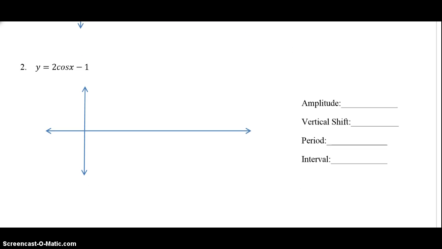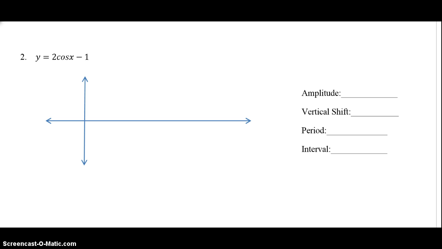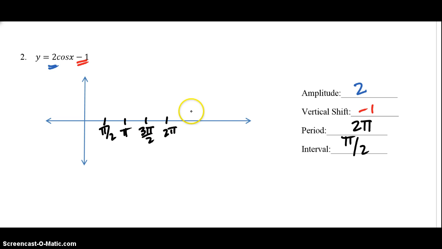Or you could ask questions in class or email one of your teachers, or email your teacher after this to ask questions. All right, so on this next one, the amplitude is 2, and the vertical shift here is -1. Everything else is totally normal, so we're going to keep it 2 pi and pi over 2. So if I go 1, 2, 3, 4, so we got pi over 2, pi, 3 pi over 2, and 2 pi right here. So let's go ahead and do 1, 2, 3, 4, 5. 1, 2, 3, 4, 5.